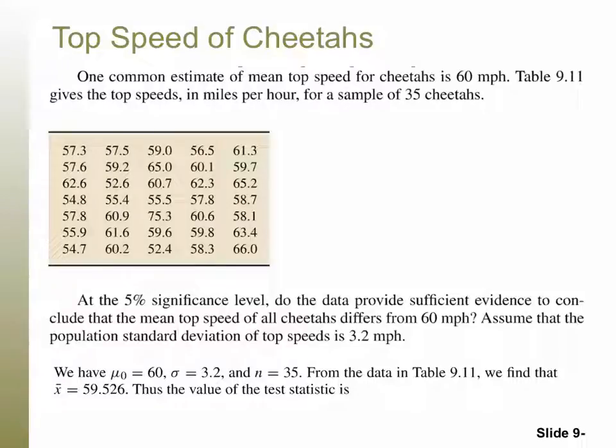So this is the top speed of cheetahs. It says one common estimate of the mean top speed of cheetahs is 60 miles per hour. So like when people are in conversations, like, cheetahs can run 60 miles per hour. So is it true or not? We've got a sample of 35 cheetahs and their top speed. And we're going to look at the 5% significance level. Do the data provide sufficient evidence to conclude the mean top speed of all cheetahs differs from 60? Assume that the population standard deviation is 3.2.